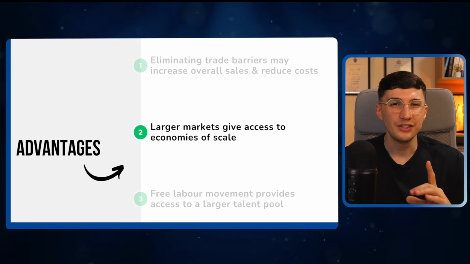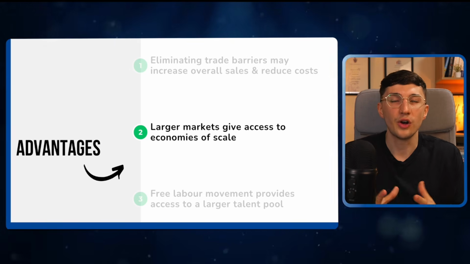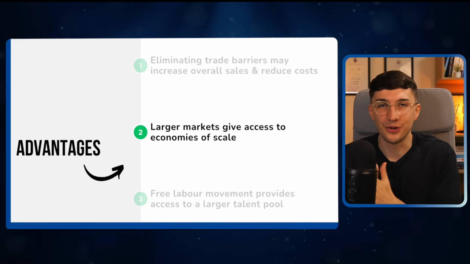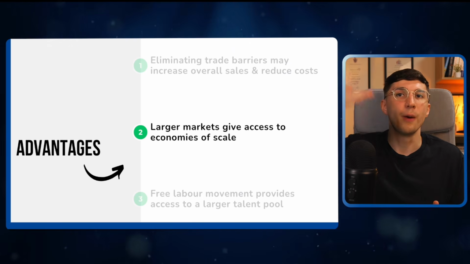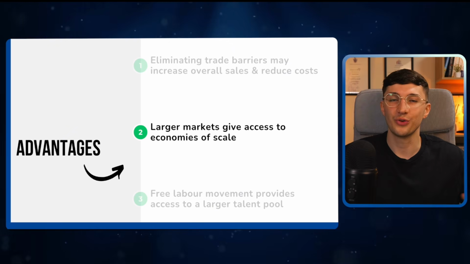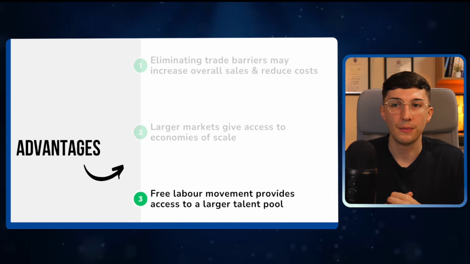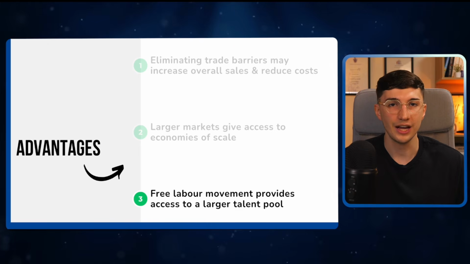And as well, if it's easier for you to sell to these different customers in the trading bloc, it provides you with a larger market. And of course, the larger market could help increase your levels of output, which gives you access to economies of scale by reducing the unit cost because your fixed costs are spread over more units. And we also find that more labour movement happens. So as a business, I now have access to a larger talent pool.